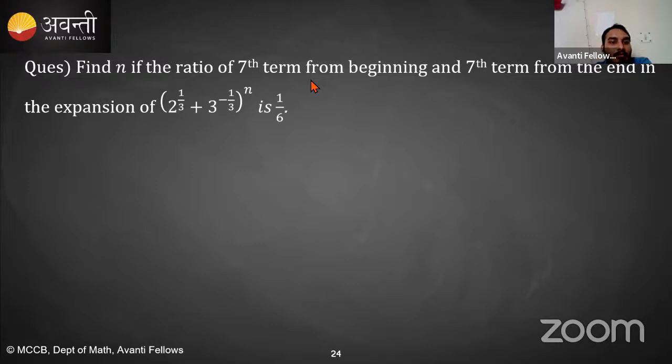Find the seventh term from the end, because that's the tricky part, right? We are trained to find the rth term from the starting, because we know the general formula T(r+1) = nCr x^(n-r) y^r. We just need to find the seventh term from the end. That's it. Any idea? Okay, then let me solve it.